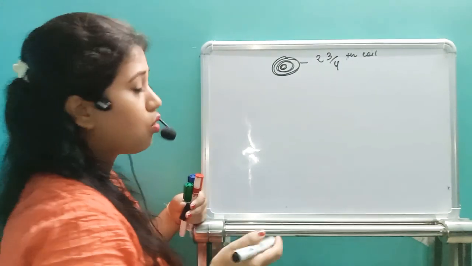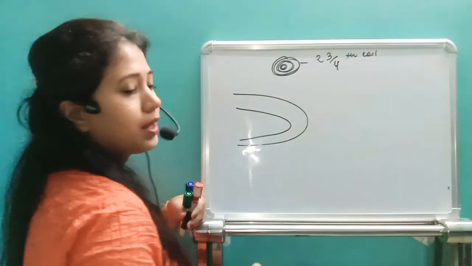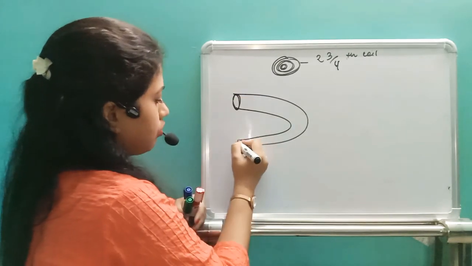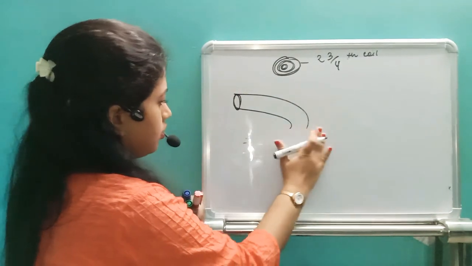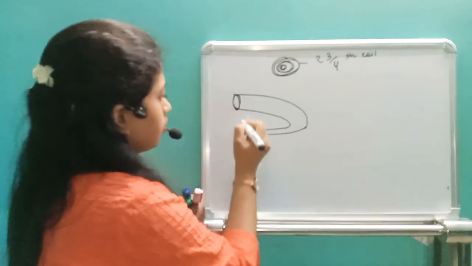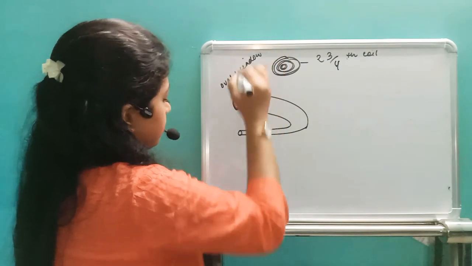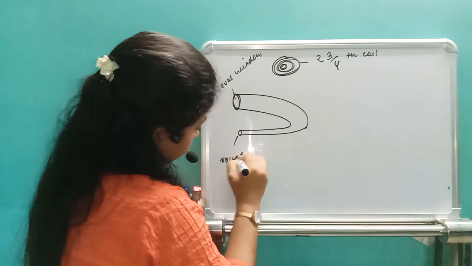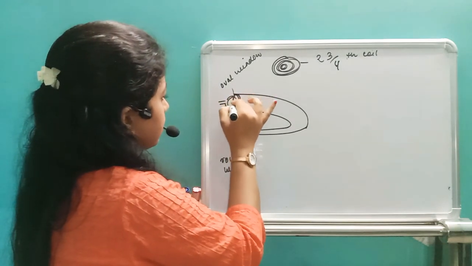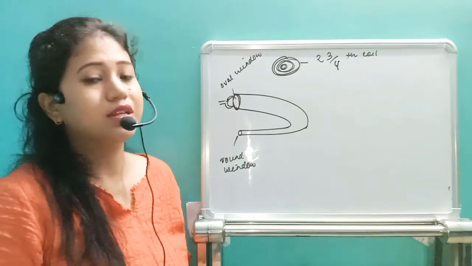So if you uncoil the cochlea, how will it look? It looks like this. Here is the oval window, and here is the round window. Now this oval window is going to get the sound wave from the bone called the stapes.